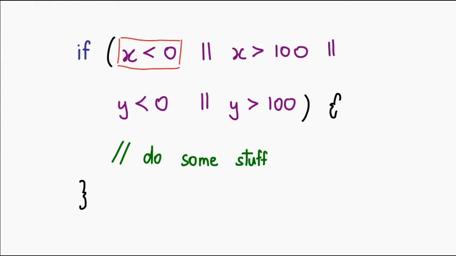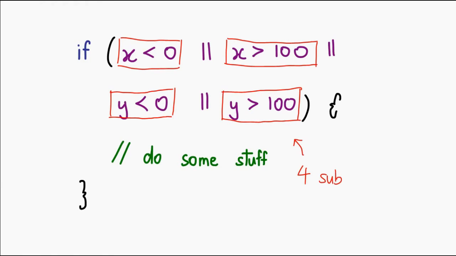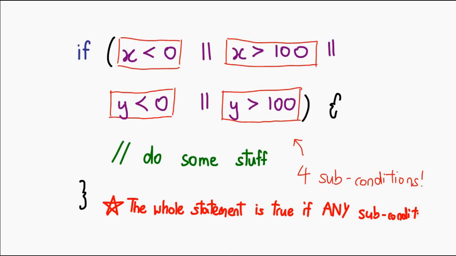If x is less than 0, or x is more than 100, or y is less than 0, or y is more than 100. Basically, we're checking four things. If at any point of time any one of these things evaluates to true, then the entire statement evaluates to true and we have to run the code inside the curly brackets.